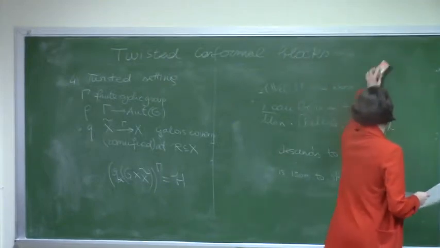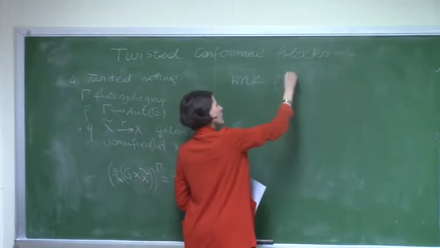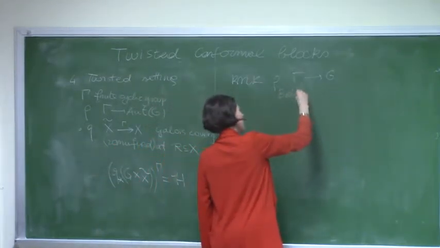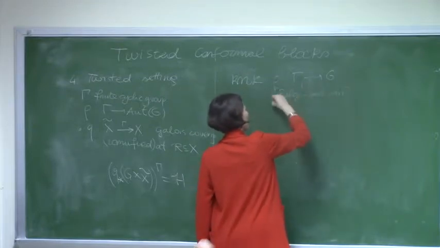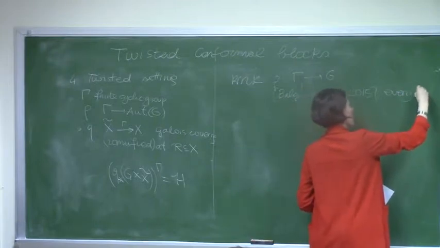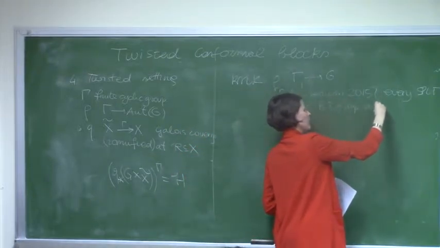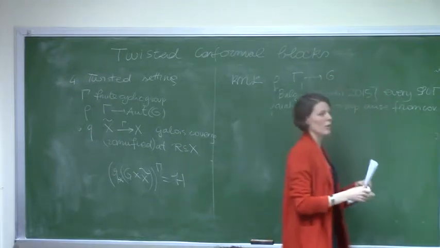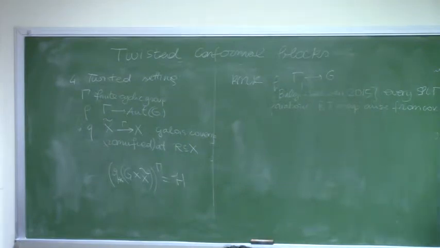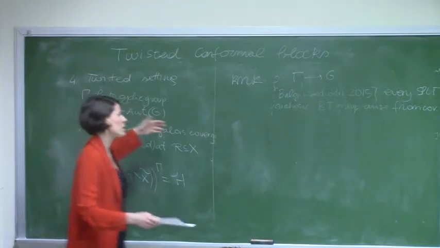So if the action is inner, so if rho was coming from a map from gamma to G, then Balaji and Seshadri proved, I think this was in 2015 maybe, they already published, they proved that every split parahoric group scheme arises from coverings. Meaning, if you take any split parahoric group scheme, meaning which is really constant on a certain open of the curve, then they all arise in terms of coverings, of course allowing gamma to be any finite group, not necessarily cyclic, but the action is inner.